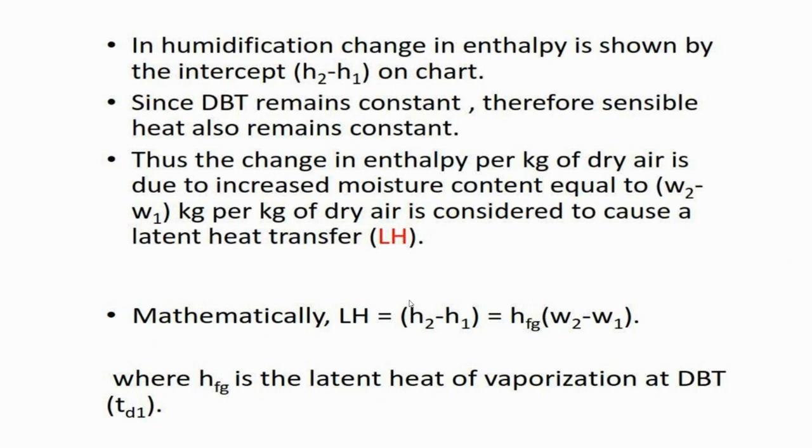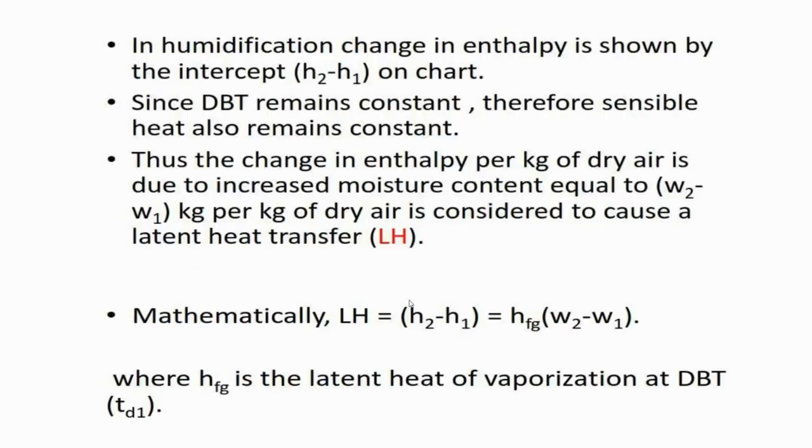Now moving towards the content, the change in the enthalpy per kg of dry air due to an increase in moisture content equal to W2 minus W1 kg per kg of dry air is considered to cause a latent heat transfer. So mathematically, latent heat is equal to H2 minus H1, the enthalpy difference, so hfg (W2 minus W1), also denoted by hfg (W1 minus W2). Here hfg is the latent heat of vaporization at the DBT, because the temperature is constant at Td1.